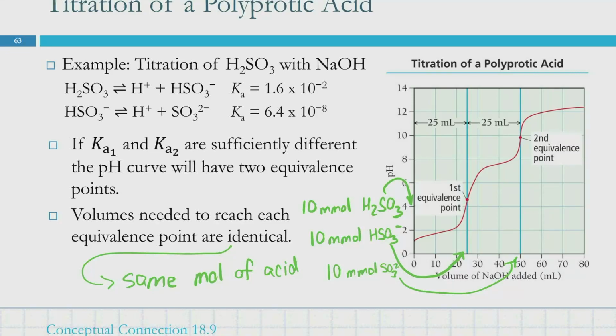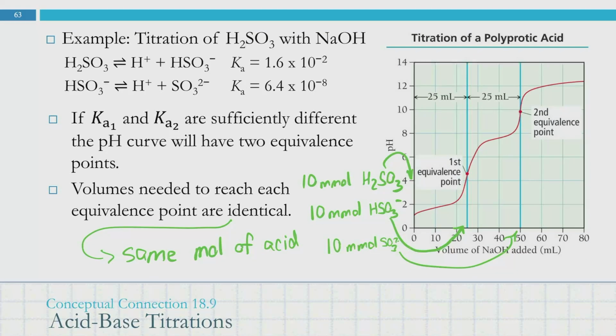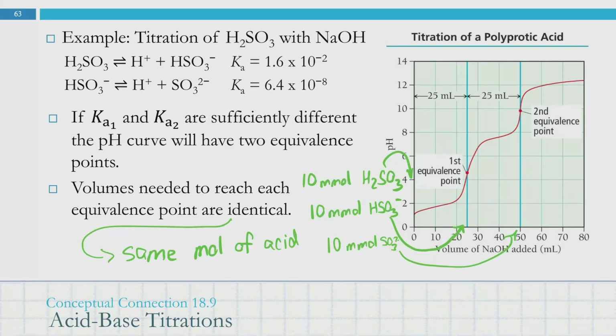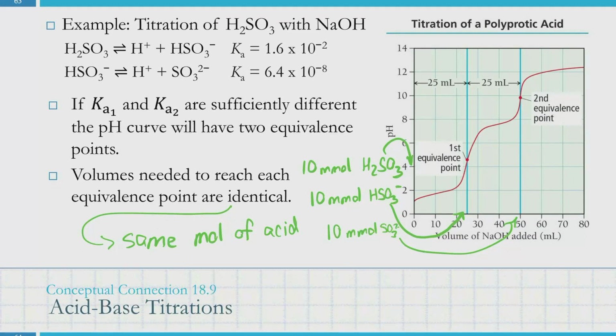If your Ka values are really close to each other, then you might not get spacing, you might not be able to see them, which I'm assuming is what's happening with that phosphoric acid third equivalence point that we didn't see 2 weeks ago.